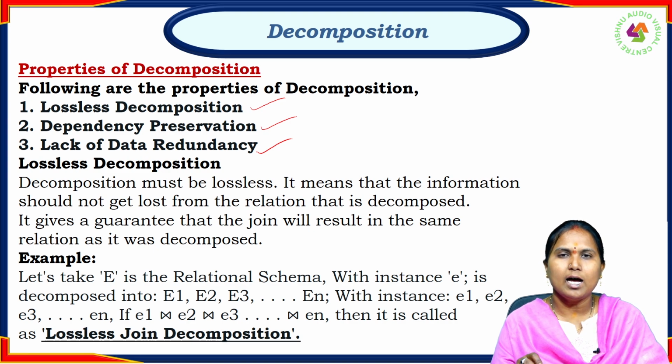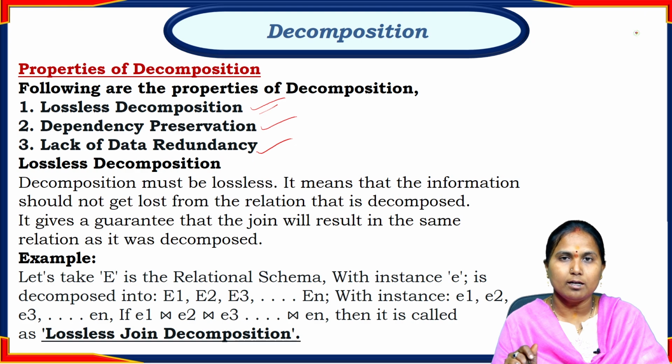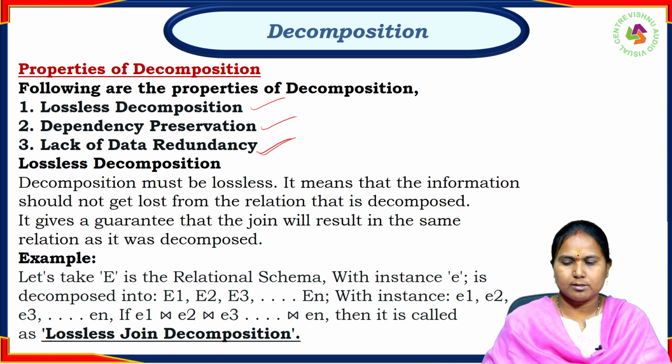Lossless. That means after division of your original database into smaller databases, we cannot lose any information. That is called lossless decomposition. What is meant by dependency preservation? Whatever tables we decomposed, all are interrelated with each other with the support of one common column. Then only those decompositions are legal decompositions. Coming to the next one, lack of data redundancy. If redundancy is there, we have to reduce it. These are the three properties of decomposition techniques.